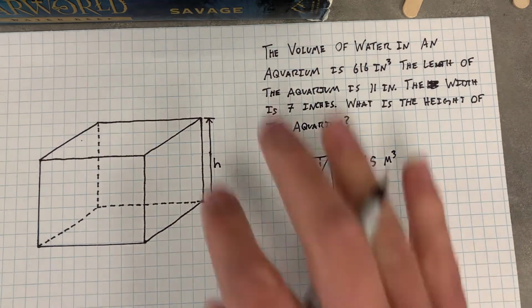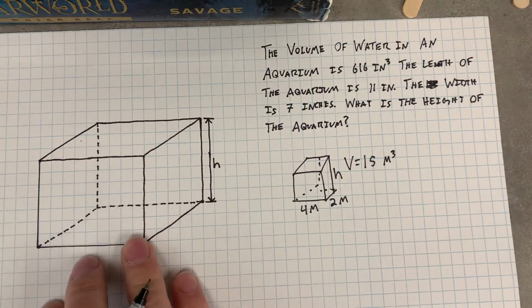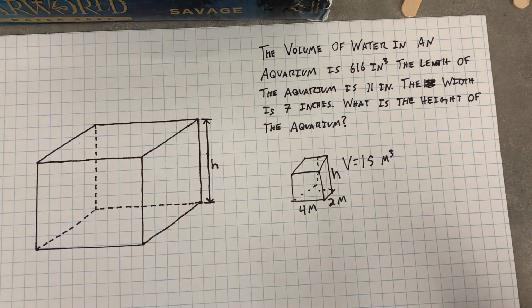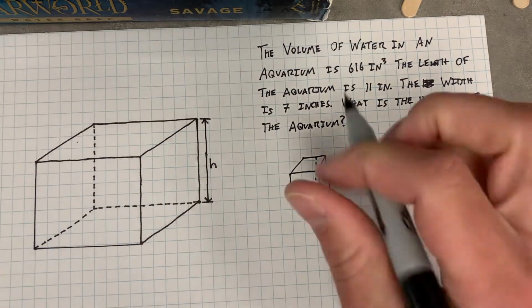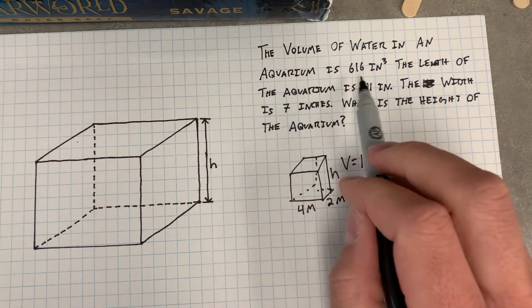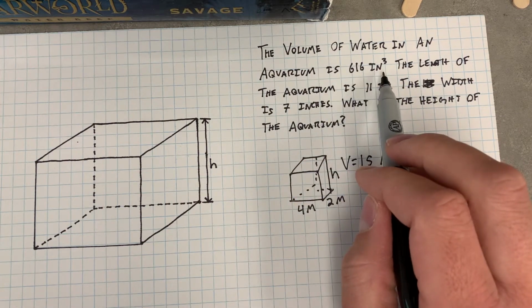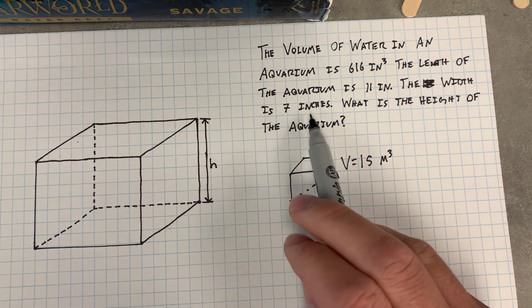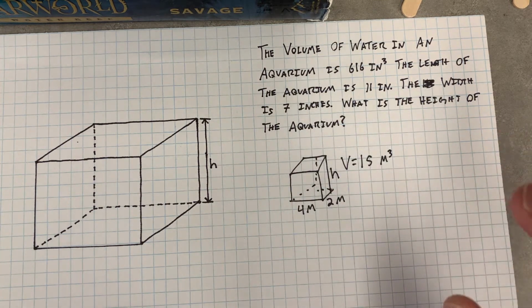Okay, so I've got a problem here on the board and I've got our prism already drawn. So let's read the problem and see how we're going to do that. Up here at the top, the volume of water in an aquarium is 616 inches cubed. The length of the aquarium is 11 inches. The width is 7 inches. What is the height of the aquarium?